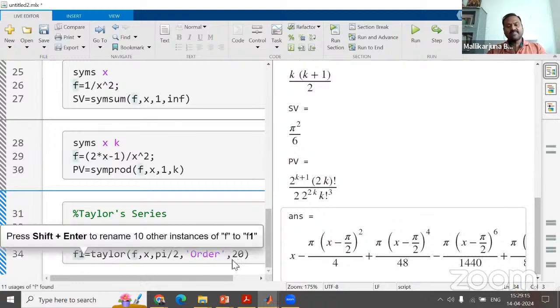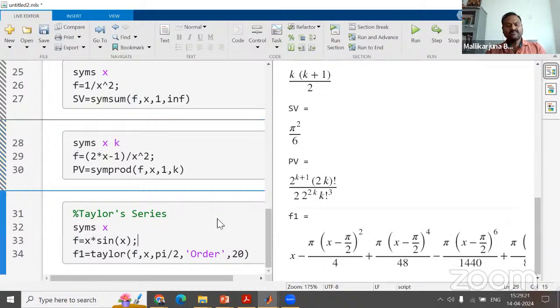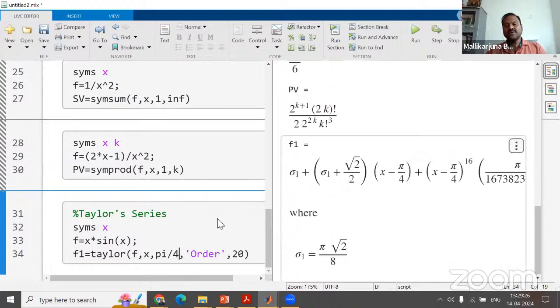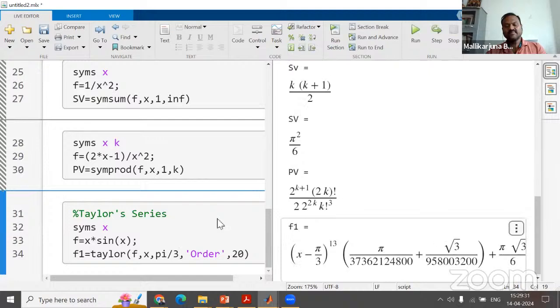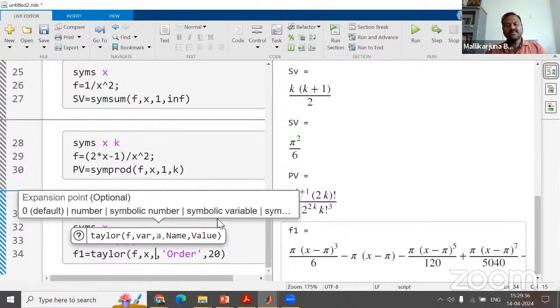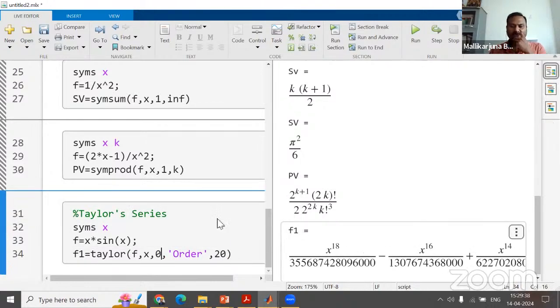This is F1. Even you can change the point. So pi by 4, you will get easily about pi by 4 or maybe pi by 3, maybe pi only, or simply 0. So whatever the point, you can find easily. So to explain graphically the same thing, let me take the simpler one.